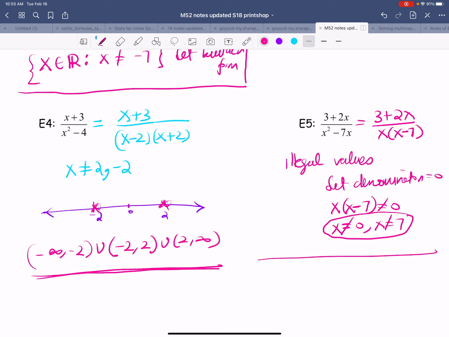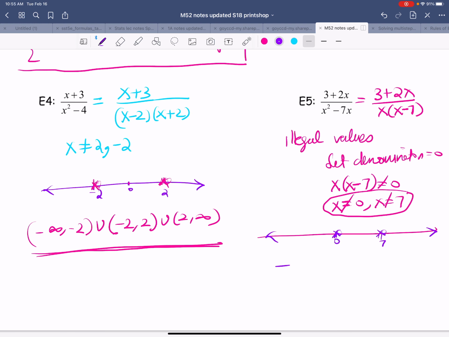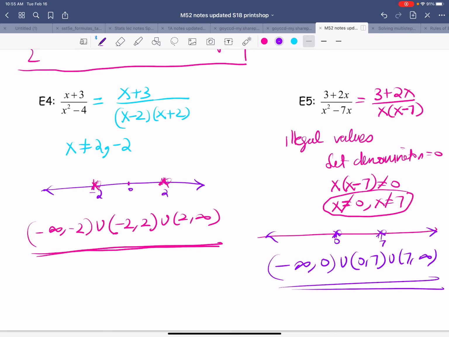Again, I'm going to draw a number line that might help us. So this is a 0 and this is a 7 and both are troublemakers. I don't want to include either of those in my domain. So start from far left, negative infinity, go up to 0, take a break, union, 0 to 7, take a break, and then 7 to infinity. And that's going to be our domain in this case for this rational expression.